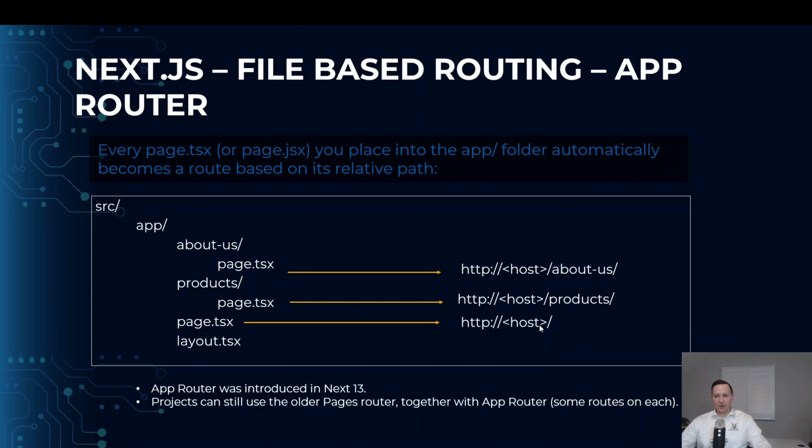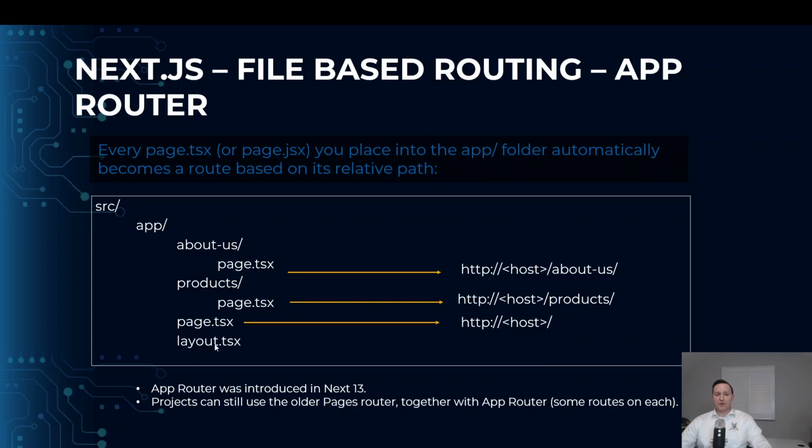So this is HTTP your host slash. Underneath about-us, page.tsx, that becomes /about-us as a route. Ditto with products becomes /products. So wherever you put the page.tsx, its relative path to app becomes part of the URL.